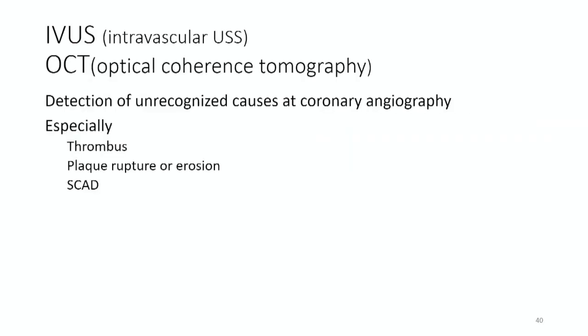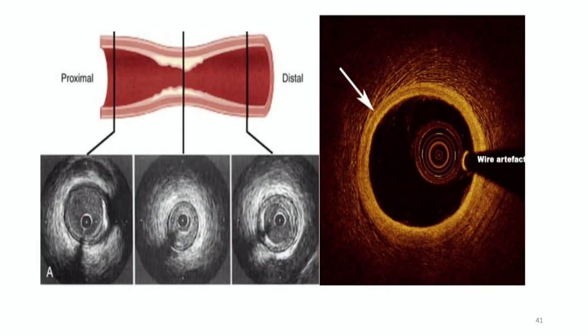So then we have to look closely at the large coronary arteries. IVUS and OCT help here for the detection of unrecognized causes on coronary angiography, especially thrombosis, plaque ruptures, or spontaneous coronary artery dissections. In the IVUS, we put a tiny ultrasound probe into the coronary artery and we can get 2D images like this. In ultrasound, we use sound waves. If we put an infrared wave into the coronary arteries, then we can get a high resolution image like this.